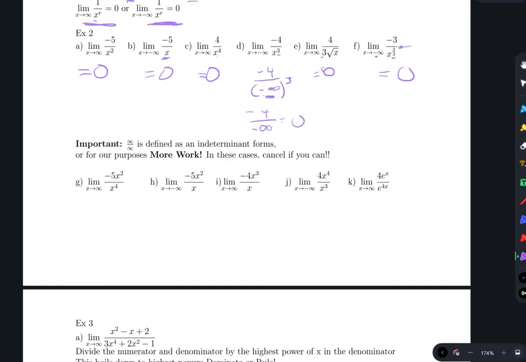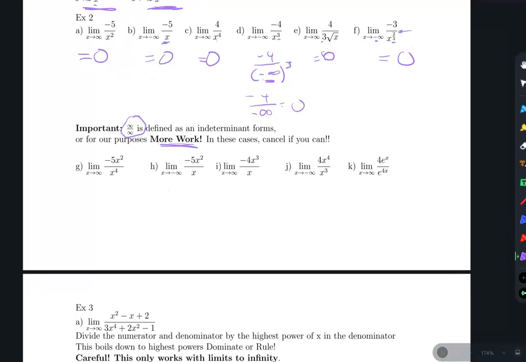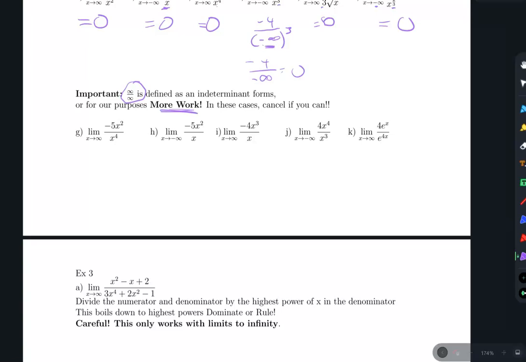So what do we do when we've got infinity over infinity? That's where we need to do more work, just like with the 0 over 0. So the more work we're going to do, just in these simple examples, is we're going to cancel. So we're going to cancel the x's. So I get a negative 5 over an x squared. Then I plug in infinity, 5 over infinity squared. That's 0.